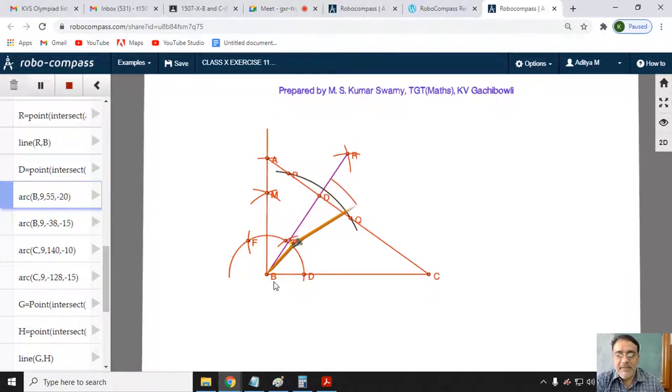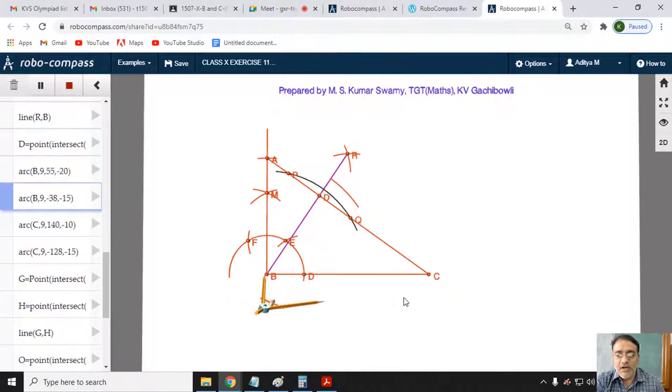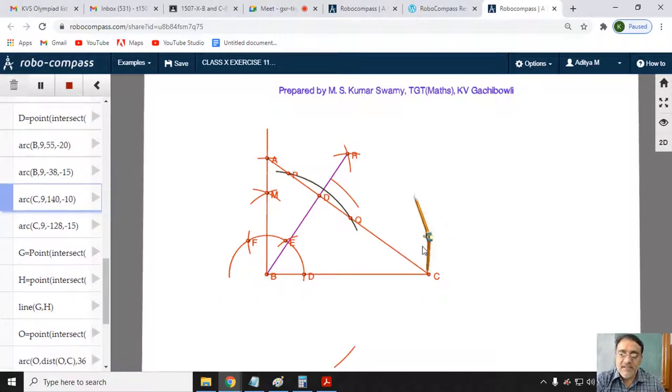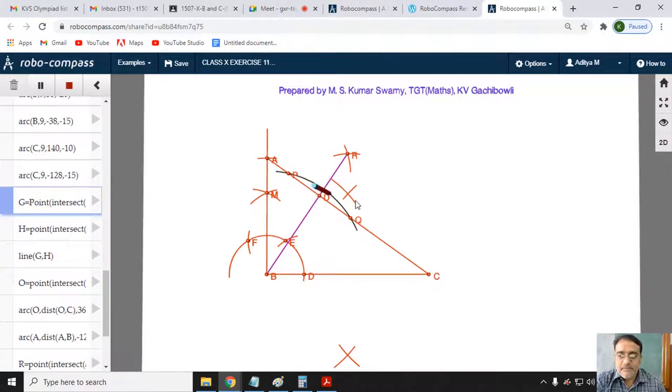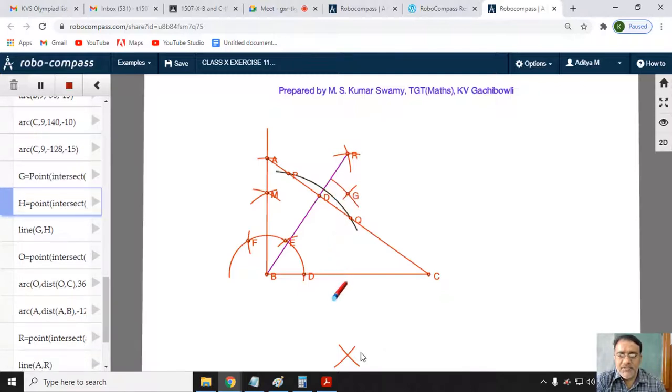So with center B we have to draw two arcs on both sides such that the radius should be more than half of BC. And with center C, same radius, we are going to draw the two arcs on both sides. Both will intersect at 2 points. We'll take those 2 points as G and H. This point is G and this point is H. After that we will join GH.